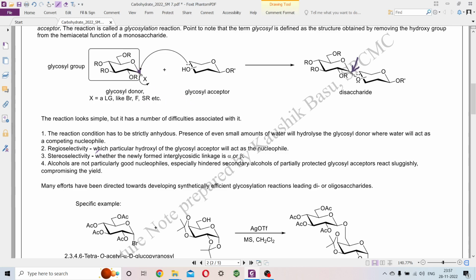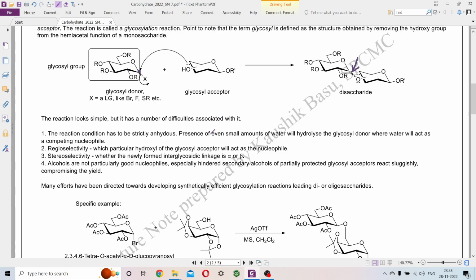Third point is stereoselectivity, because you know that at this anomeric carbon the linkage with this glycosyl acceptor could be of two types. One is the alpha linkage and the other is the beta linkage. So there is always the interglycosidic linkage being alpha or beta. This is an issue that you have to think about. And the fourth point is that here your secondary hydroxyl, or maybe at best a primary hydroxyl, is acting as a nucleophile.